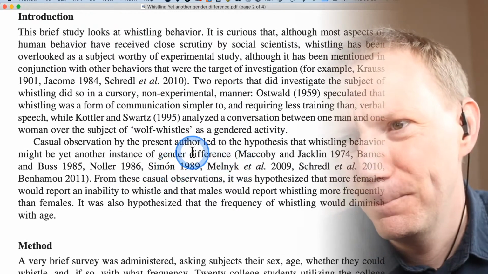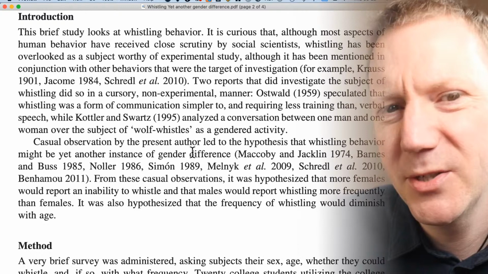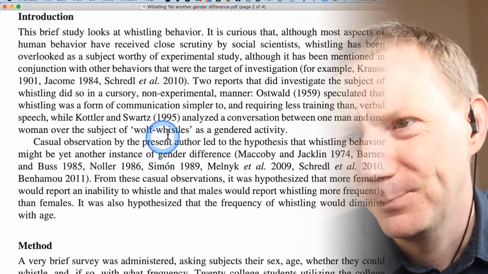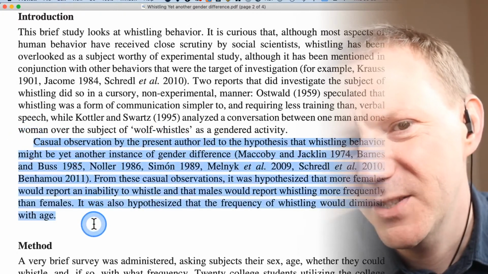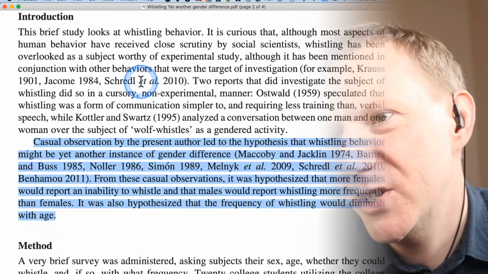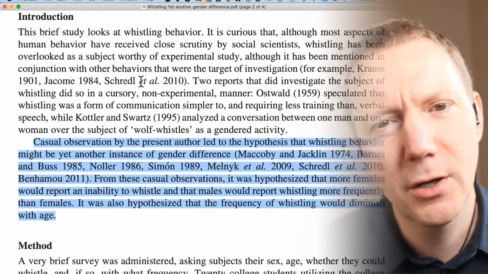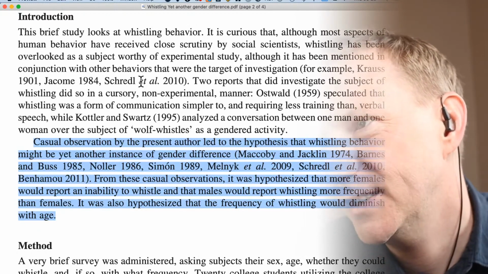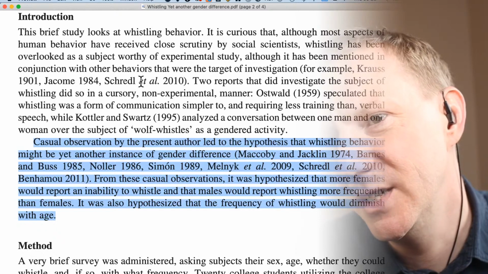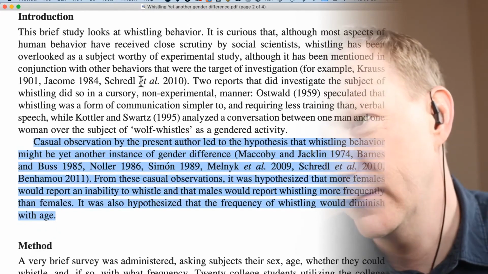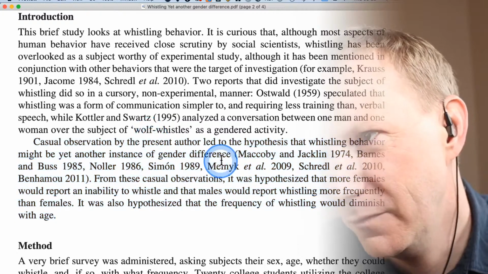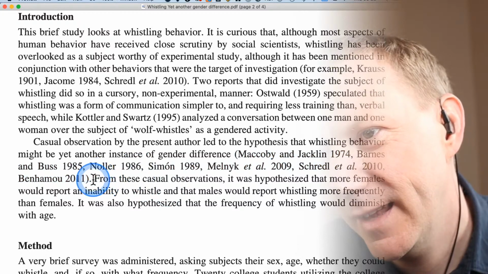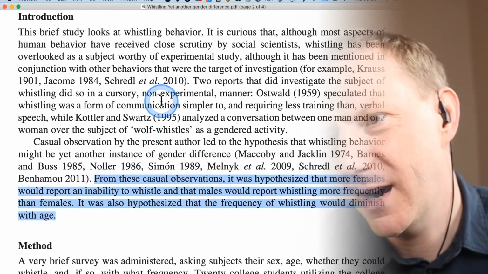I'm going to ask you some questions based on the article that Simone published, and we're going to read this part for a second. So, a casual observation by the present author, that's going through the empirical cycle, so that's good, led to the hypothesis that whistling might be yet another instance of gender differences. Well, we've got some famous people being referred to here, and then comes the part where we state our hypothesis.